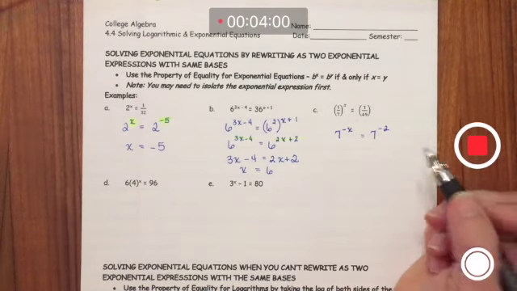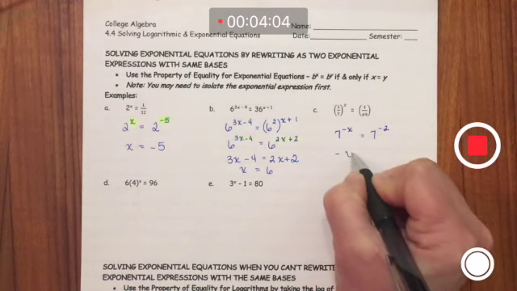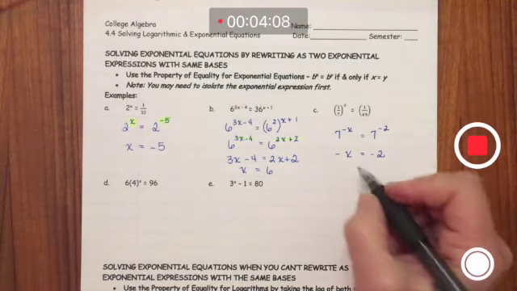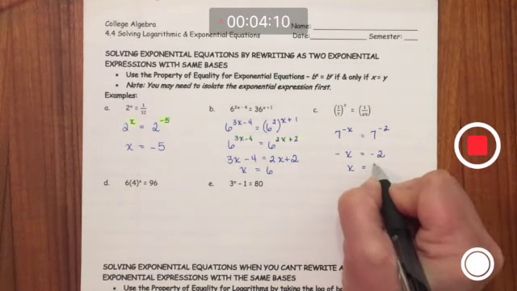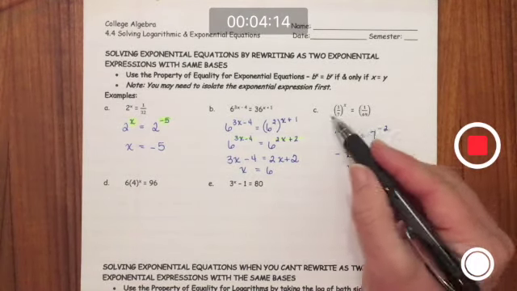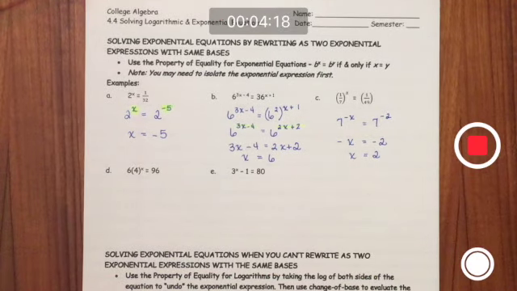We say common base of 7. So now I'm going to ignore the 7's. I'm going to rewrite this as -x equals -2. Divide both sides by -1, and x is 2. And if you take the 2, put it back into the original equation, you can see that the left side is going to be equal to the right side.